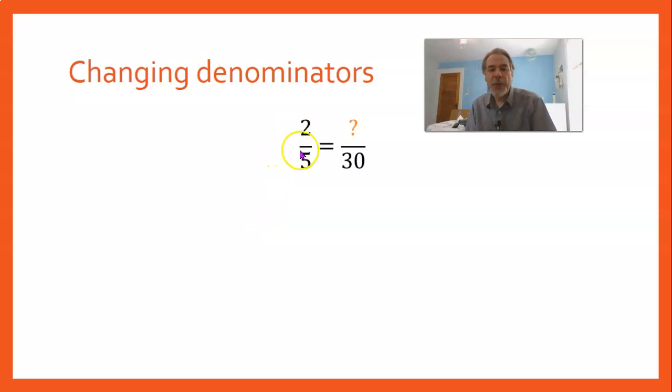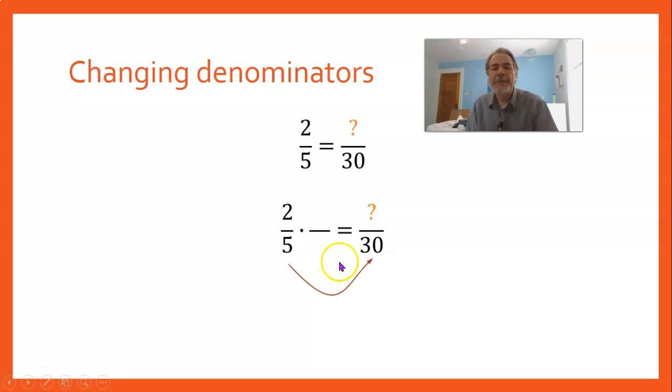So for example, we can take the fraction 2/5 and write it as something over 30. What's the something? Well, to figure this out, we have to think, what do I have to multiply 5 by to get 30? If I'm going to turn a 5 into a 30, what is the factor that I would have to multiply that by? Answer? 6. Now, if I'm going to multiply the denominator by 6, that's perfectly legal as long as I multiply the numerator by 6 at the same time.